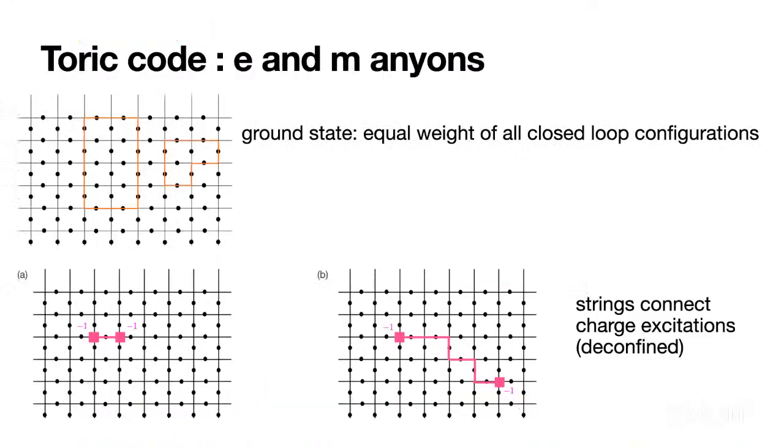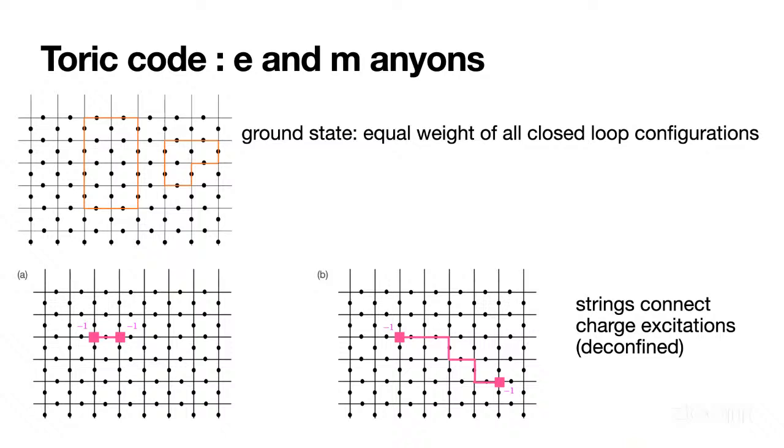The excitations of the toric code are as follows. So first of all, the ground state is shown. The ground state is the equal weight coherent superposition of all closed loop configurations. So any closed loop that you can draw on the lattice, a coherent superposition of all of those is a representation of the ground state. Okay, the excitations are as follows. So remember that all the eigenvalues of all star and plaquette terms are +1.